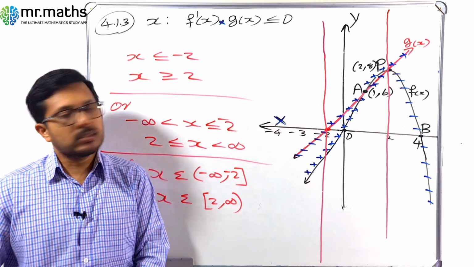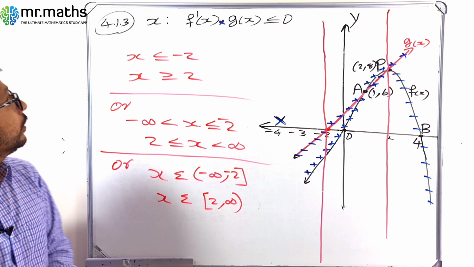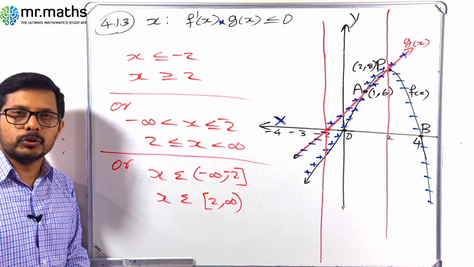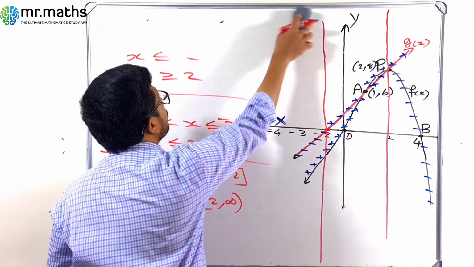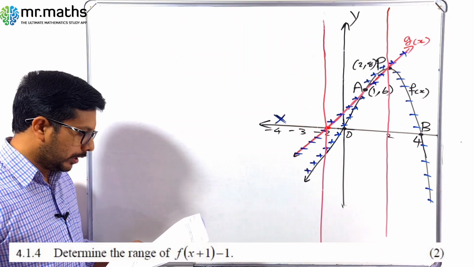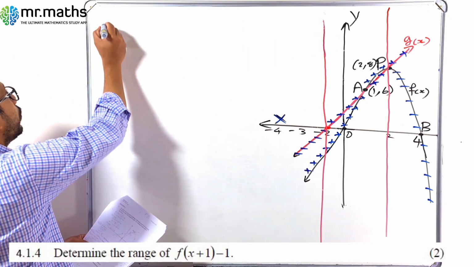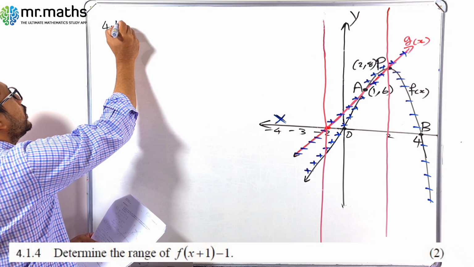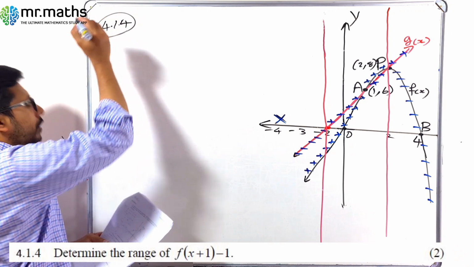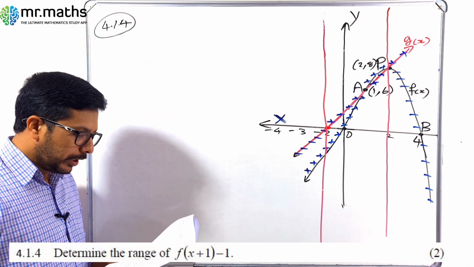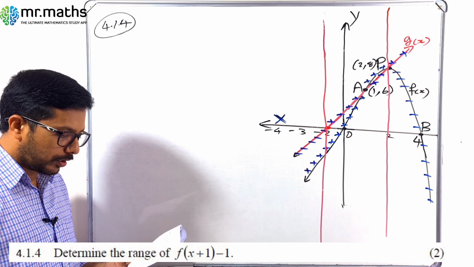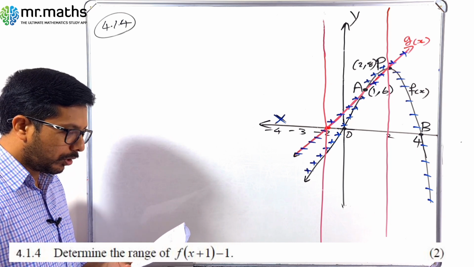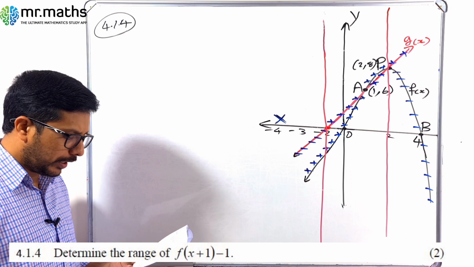That is question number 4.1.3. Now let's move to the next question, 4.1.4. What is that question? Determine the range of f of x plus 1 minus 1. You have to write the range of f of x plus 1 minus 1.